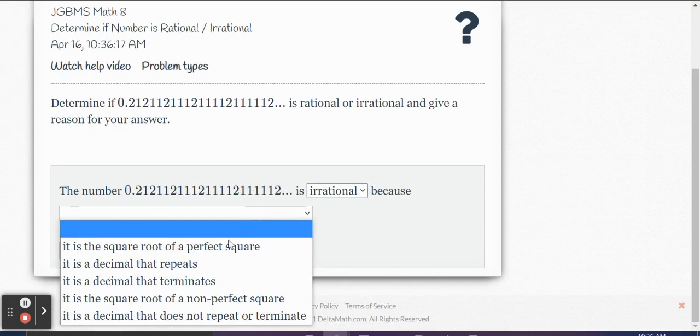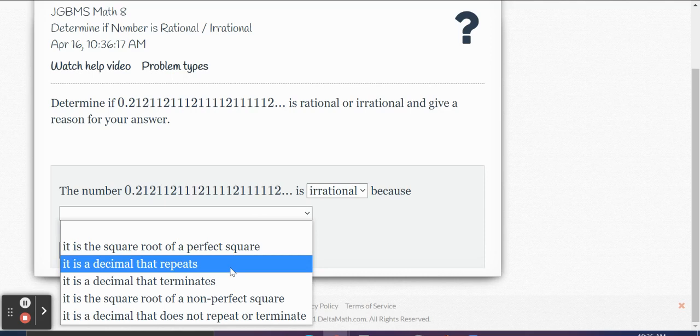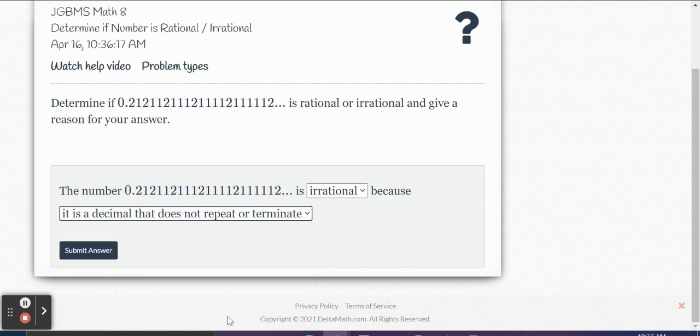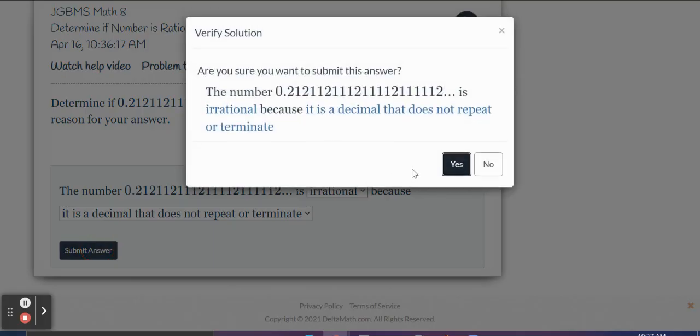The decimal does not repeat and does not terminate. This goes on forever. The dots mean it goes on forever and doesn't repeat. There's a pattern, but it doesn't repeat. That's why it's irrational.